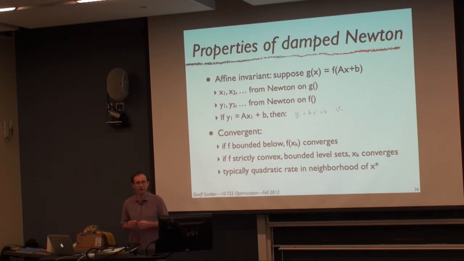It's also convergent. So the fact that it's a descent method means that if the function value is bounded below, then the function value has to converge, right? It's a decreasing sequence bounded below, and so it has to have a limit. You can also prove, I'm not going to do it, but it's a relatively simple argument, that if your function is strictly convex and its level sets are bounded, then the actual iterates converge, right? So we know that the function values converge, but if it were like, let's say, 1 over x and you were minimizing it, you could have the iterates themselves go off to infinity. But if it's strictly convex with bounded level sets, the iterates themselves are actually going to converge. And it typically has a quadratic rate in the neighborhood of the optimum. Okay.